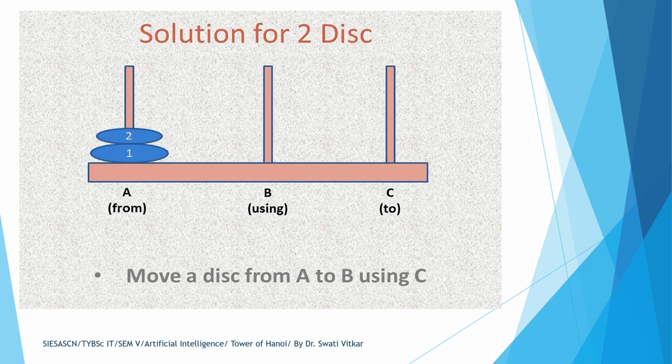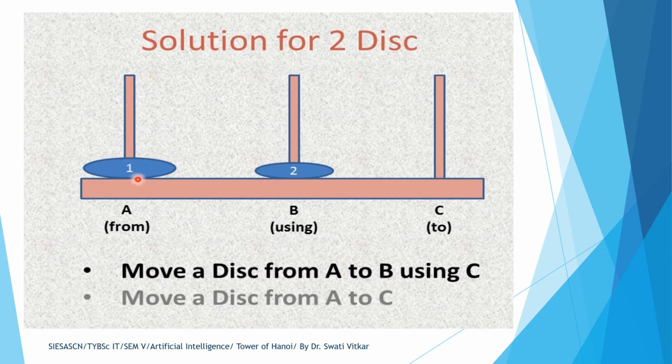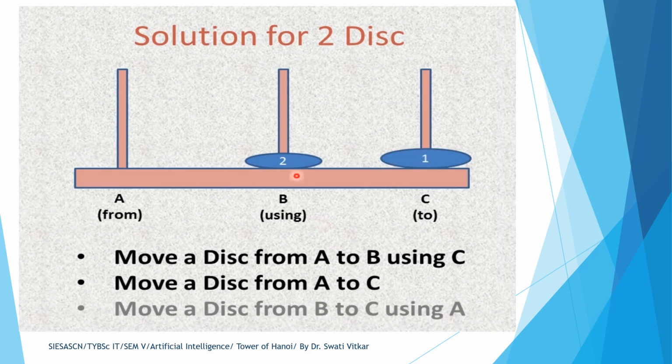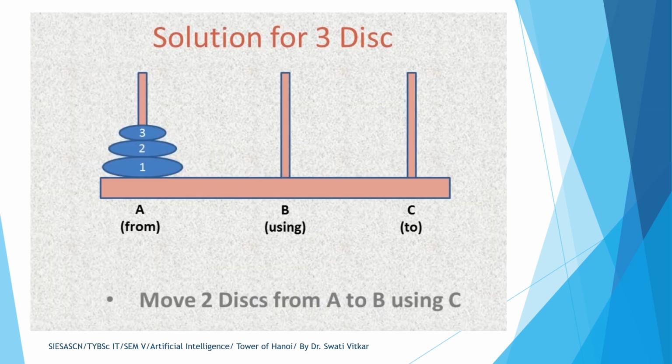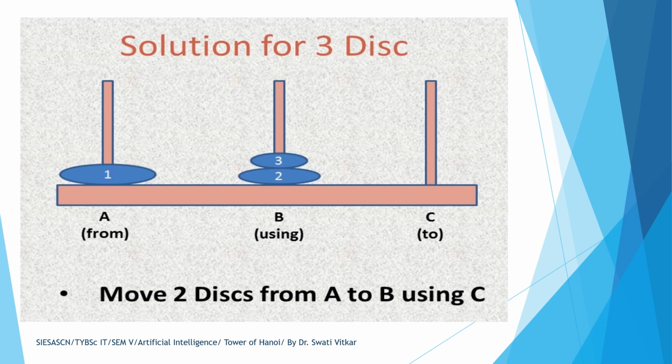If two disks are given, then the problem is very small and very trivial. You can see this example, and it is very easy to solve. So suppose there are three disks. Here the problem is larger and becoming complex now. Now here are three disks. So how can we do this?